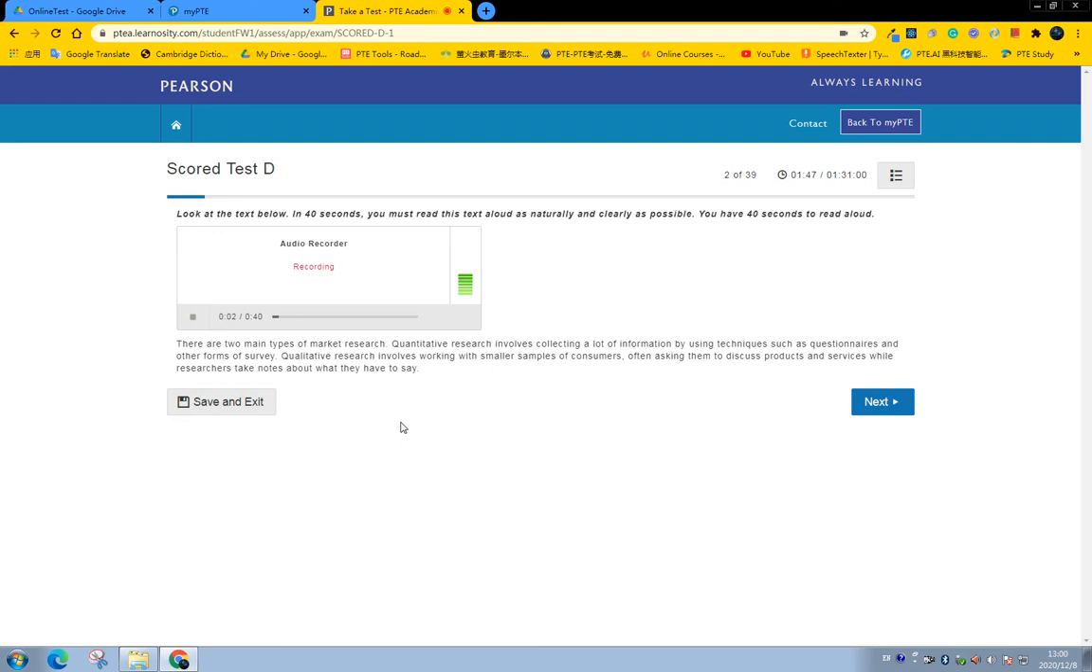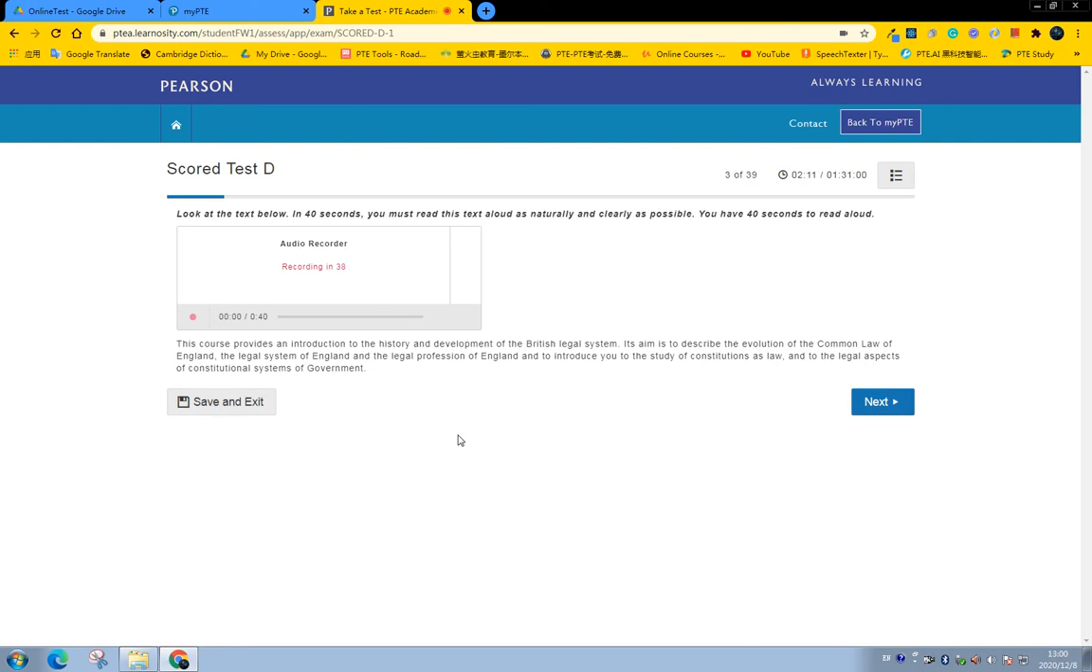There are two main types of market research. Quantitative research involves collecting a lot of information by using techniques such as questionnaires and other forms of survey. Qualitative research involves working with smaller samples of consumers, often asking them to discuss products and services, while researchers take notes about what they have to say.